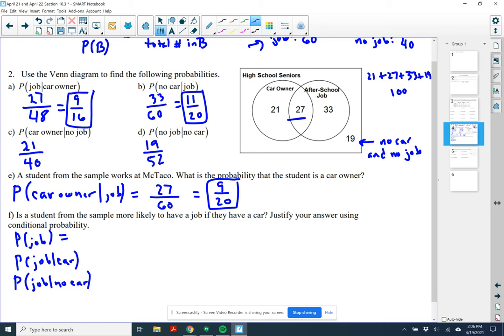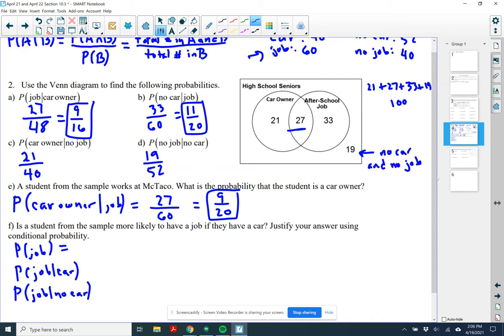So the probability that a student has a job is 60 out of my 100 have a job. So that's 60 out of 100, or 60%. Probability that they have a job given that they have a car, we've already calculated that. That was 9 out of 16 or 27 out of 48. Either way, I'm going to grab a calculator. See, that was part A, right? Probability that they have a job given that they have a car. That was 9 out of 16.